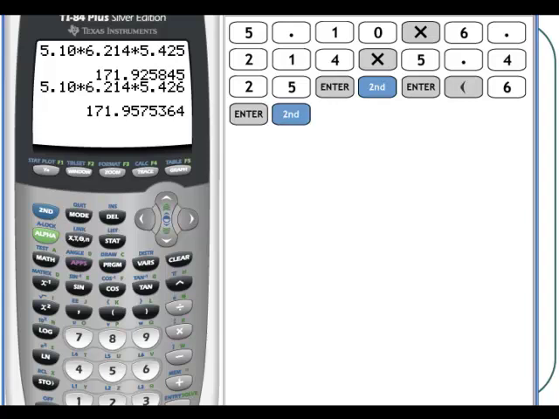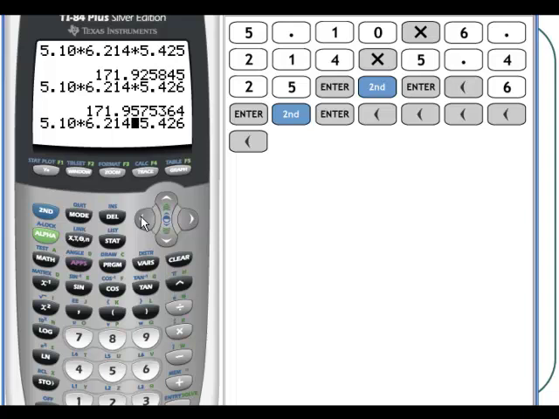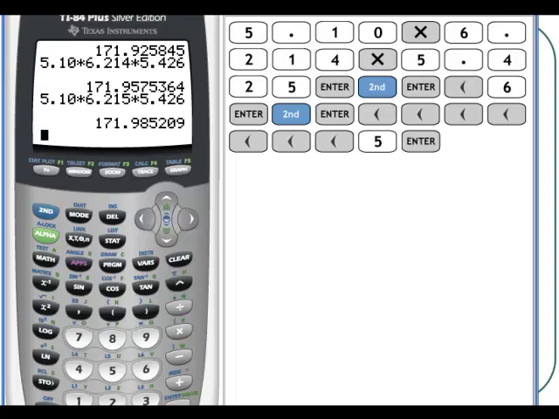I'll do it again. I'm going to change this number over here, 6.215. And gosh, it's still 172. So why write down all the stuff in the back? The 85209 has already changed dramatically, but the stuff in the front, the stuff that is significant, has not changed. It's still 172 when we change the last digit on one of the numbers.